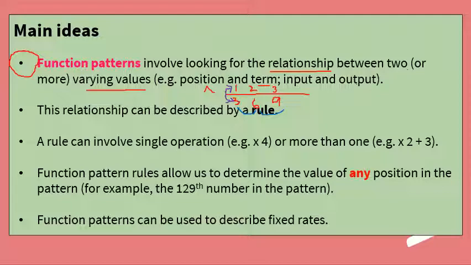This relationship can be described by a rule. And a rule can involve a single operation, for example, multiply by 4, or more than one operation, times 2 plus 3, for example. Function patterns are really effective in that they allow us to determine the value of any position in the pattern, or any input in the pattern. So for example, the 129th number in the pattern, or if I was to input 129, what would my output be? And they are used to describe fixed rates.